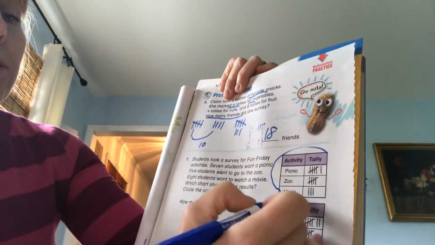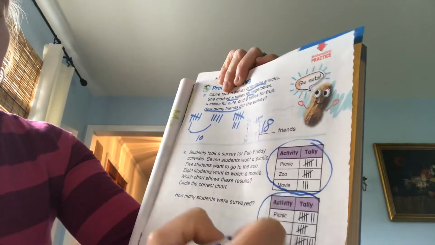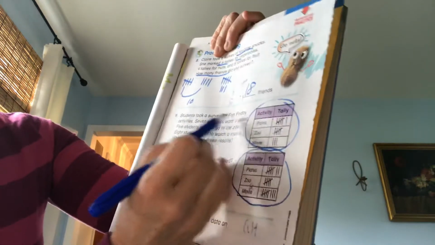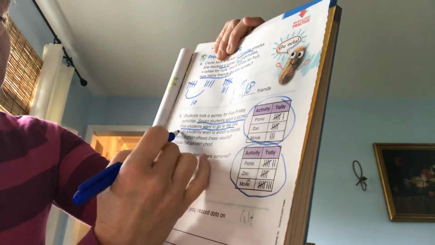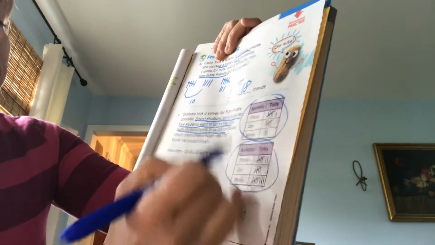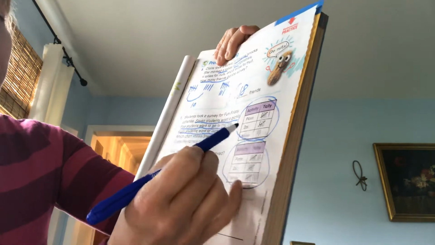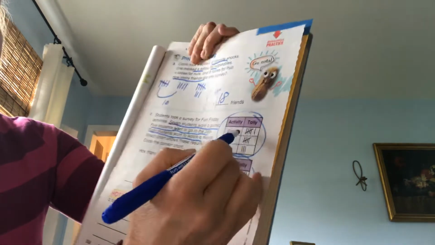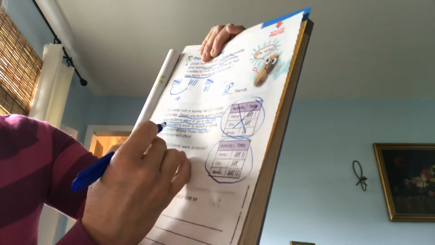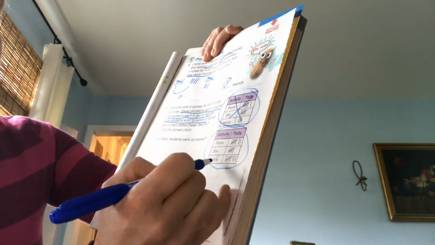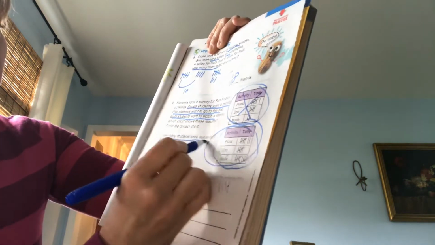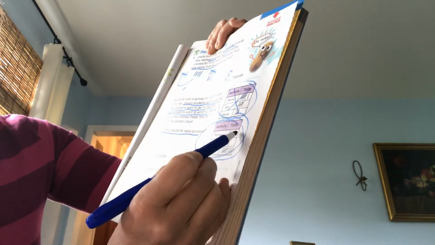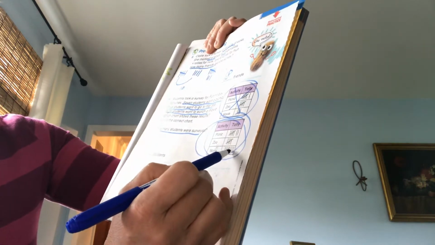So here I see 2 different surveys, right here and right here. Students took a survey for the Fun Friday activities. 7 students want a picnic. 5 students want to go to the zoo. 8 students want to watch a movie. Which chart shows these results? Okay, so 7 want to go to a picnic. Oh, that says 6, so it cannot be that one. That is 7. 5 want to go to a zoo, and 8 want to watch a movie, so it has to be this one. And then how many students were surveyed? Well, I have 5, 10, 15, 16, 17, 18, 19, 20. 20 students were surveyed.